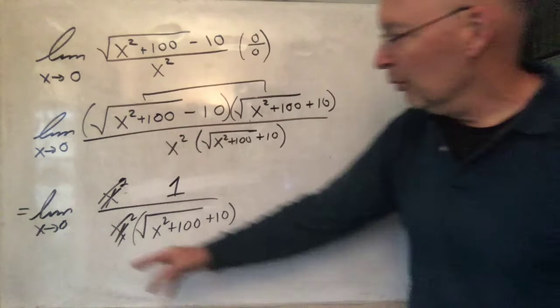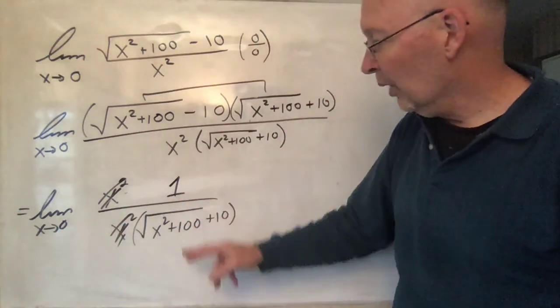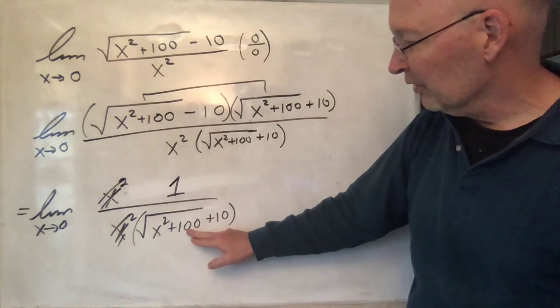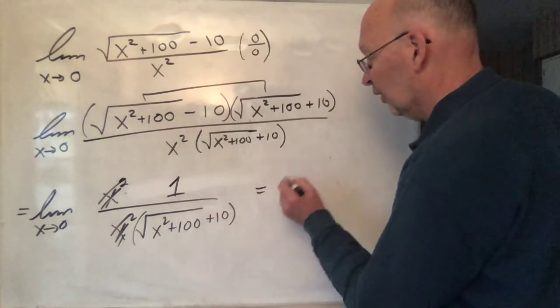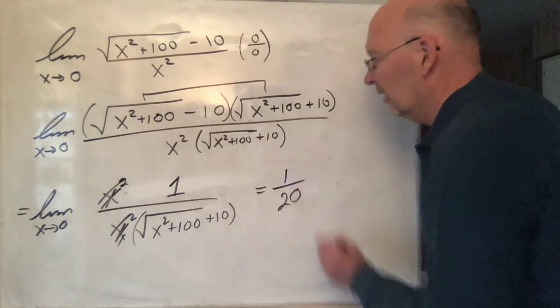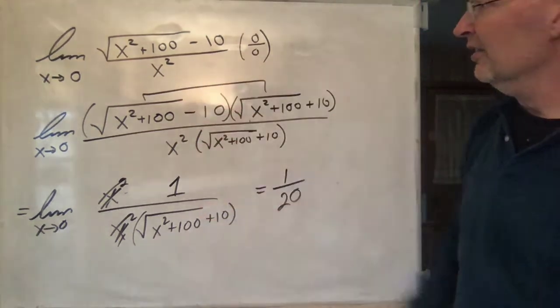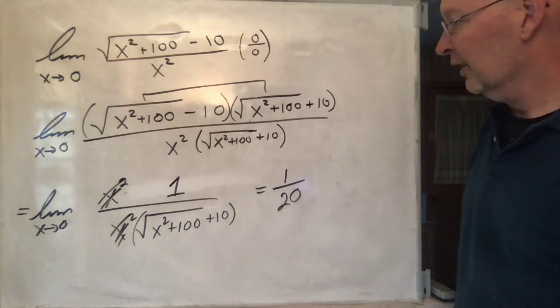And now as we approach 0, what happens? The top is 1. This is going to be going to 0. So I'm going to get the square root of 100, which is 10, plus another 10 is 1/20. Really a nice problem. It's the kind of thing you'd never be able to guess at the answer to without doing the analysis and figuring it out.